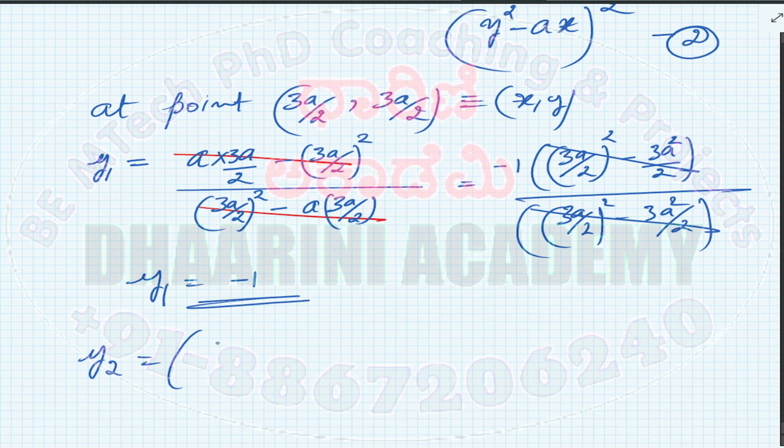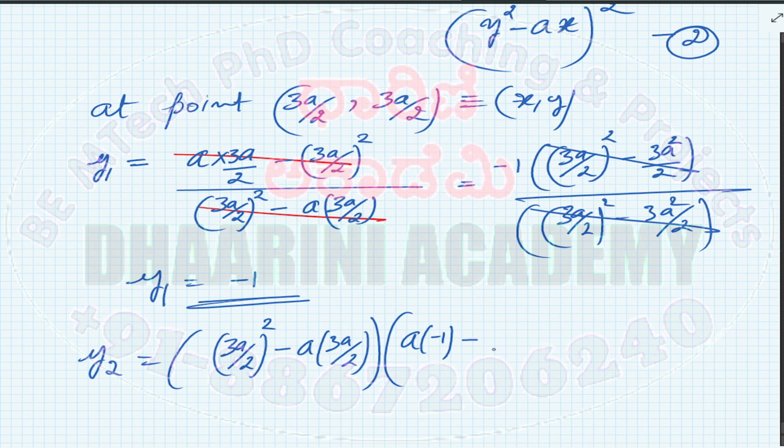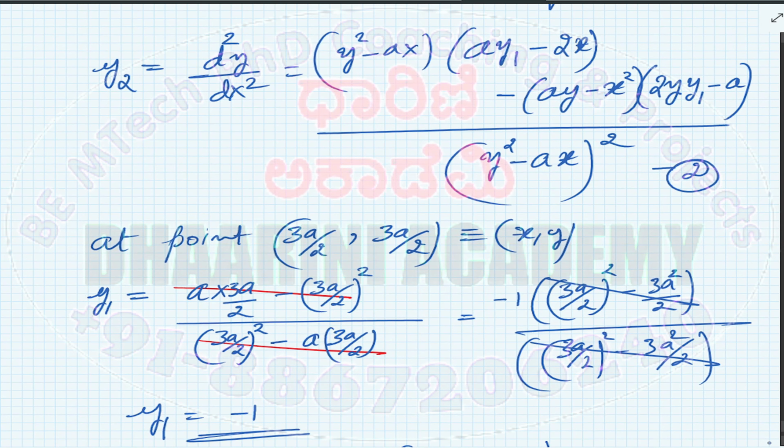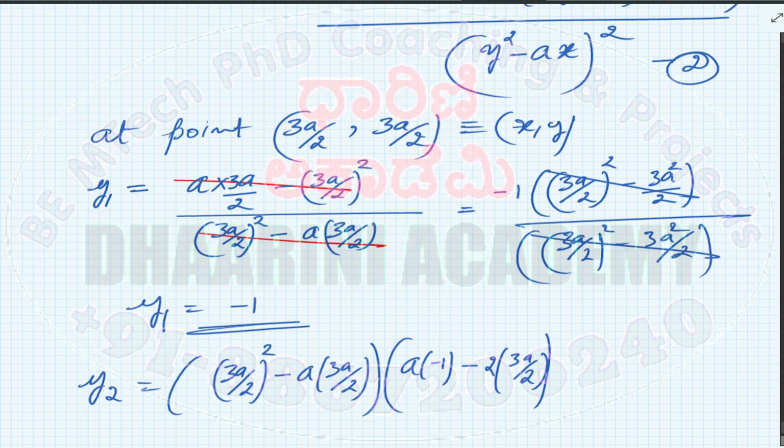So just look at the term. The first term is 3a by 2, this is y square, minus ax minus a into 3a by 2. Okay, this is the first term. Second term, a into y1, a into minus 1, because y1 is that, minus 2 into 3a by 2. So where am I substituting? I'm substituting everything in equation 2 here. So this equation 2 I'm replacing. Okay, so let's do that.